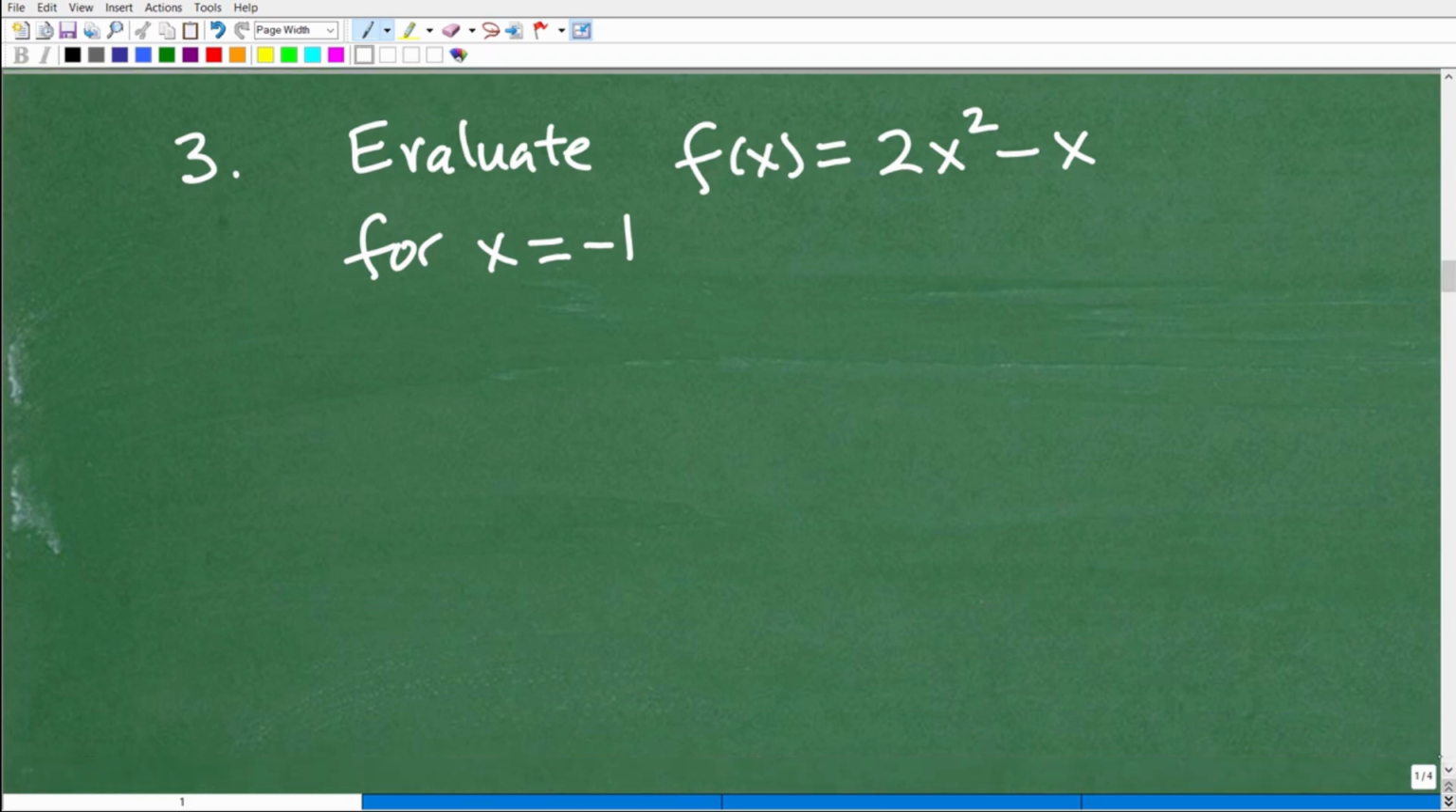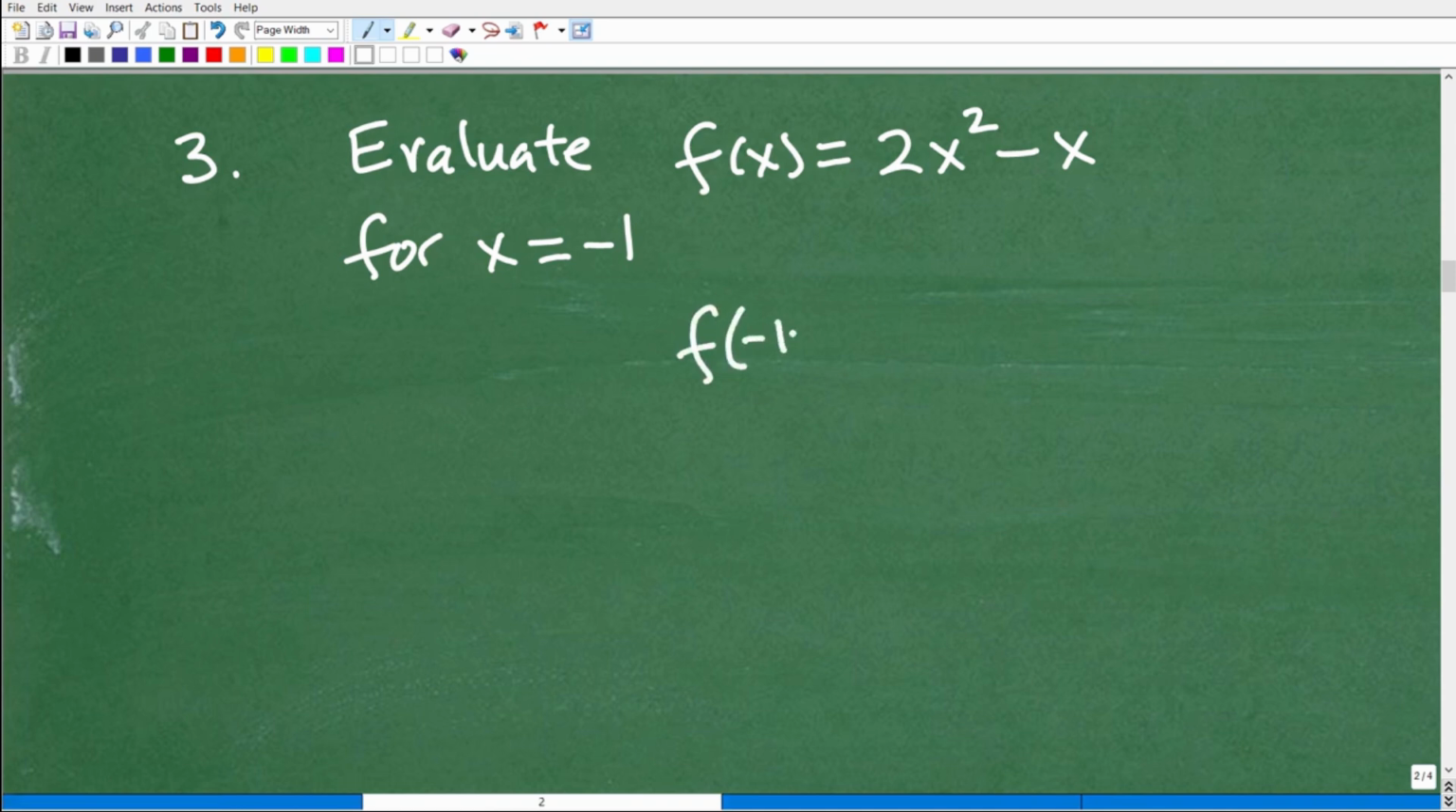All right, so let's go ahead and look at our third problem for this quiz. We want to evaluate this function. Here's the function f of x is equal to 2x squared minus x for x is equal to negative 1. Go ahead and tell me what that is equal to. What is the answer? Do you have your answer? Let me go ahead and do it. What you need to do is plug in negative 1 into this function.